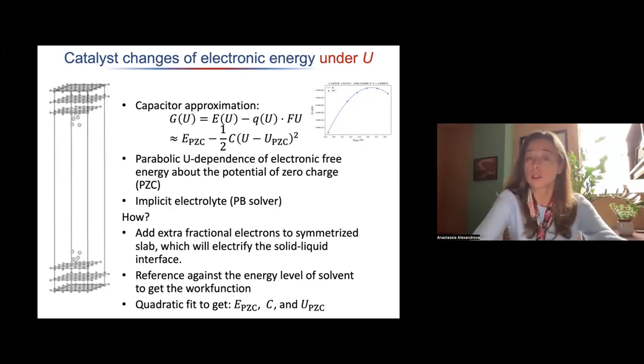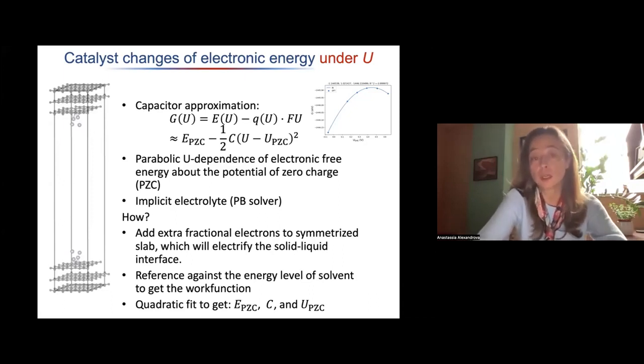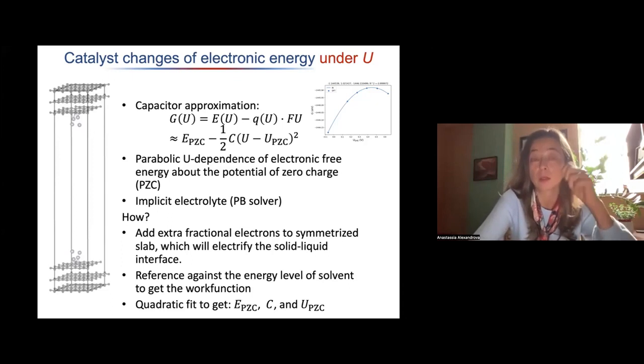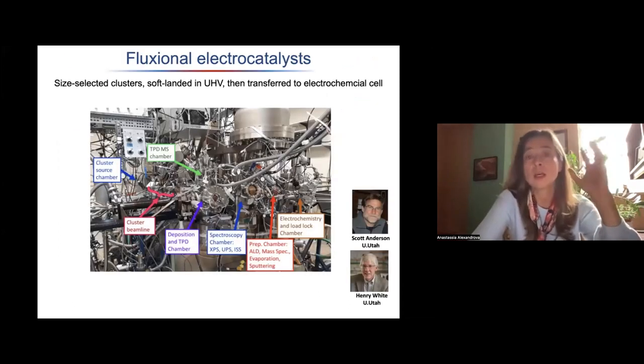Okay, it's not perfect. Explicit electrolyte would be nice, but we cannot do it simultaneously with charging the electrode for technical reasons. And also, we're really focusing on sampling of the electrode structure rather than sampling of the solvent at the moment. But of course, ideally, we would want to do all of this.